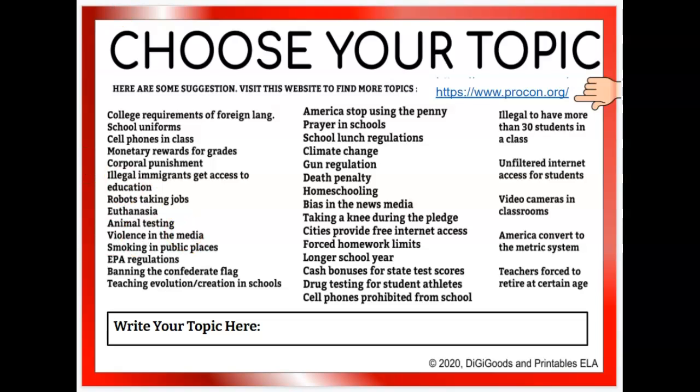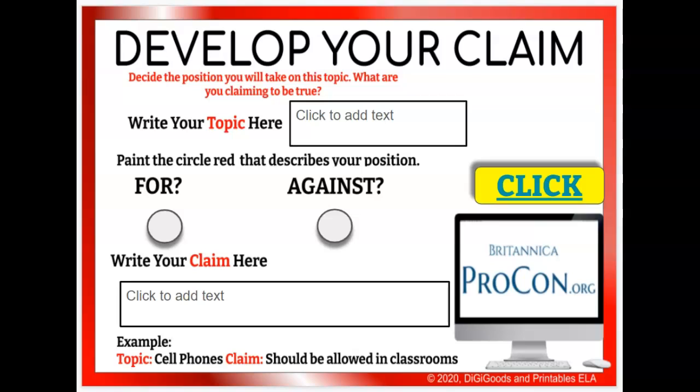Okay, now that you've chosen your topic, it's time to develop your claim. In other words, what are you claiming to be true about your topic? First, type your topic in the box that's provided. Then, decide if you are for or against your topic. For example, if your topic is school uniforms, are you against them or for them?